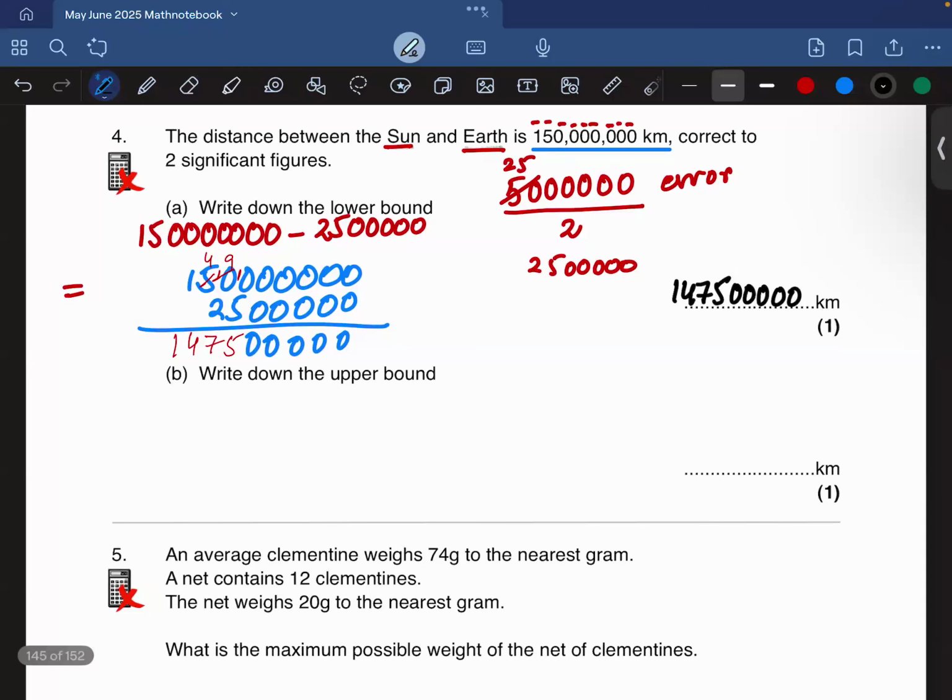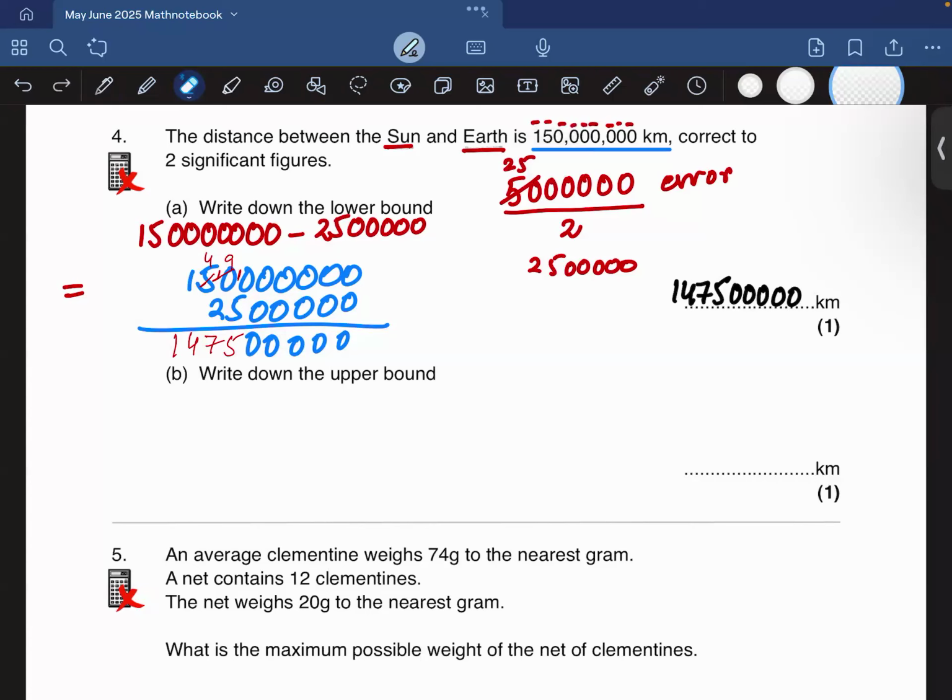Sir, it says two significant figures, so shouldn't you take both of them? No, no. They say correct to the second significant figure. No, it says two significant figures. It doesn't say second. Now listen to me. First of all, they say correct to two significant figures. Agree? Yes, sir. So the two significant figures are 15.